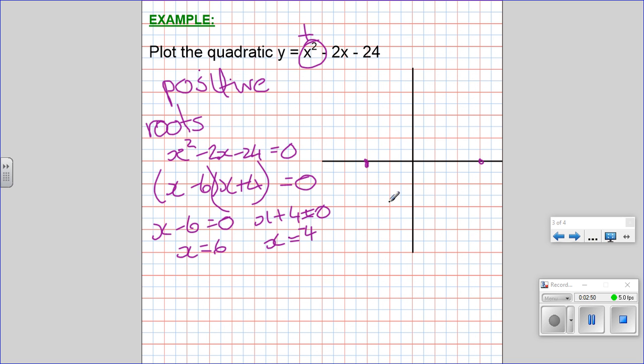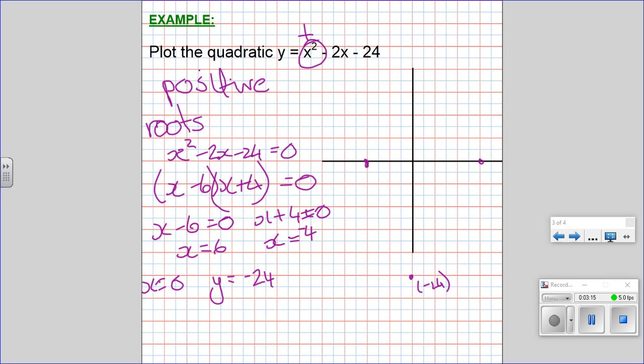Okay, y-intercept. The y-intercept happens when x is 0, so plugging in x equals 0, we would then come out with y equal to negative 24. Now, I obviously don't have 24 spaces, so what I'm going to do is I'm just going to put a mark here and say that that is negative 24.